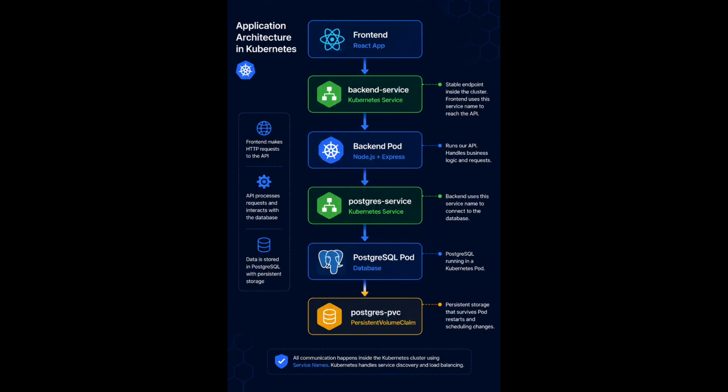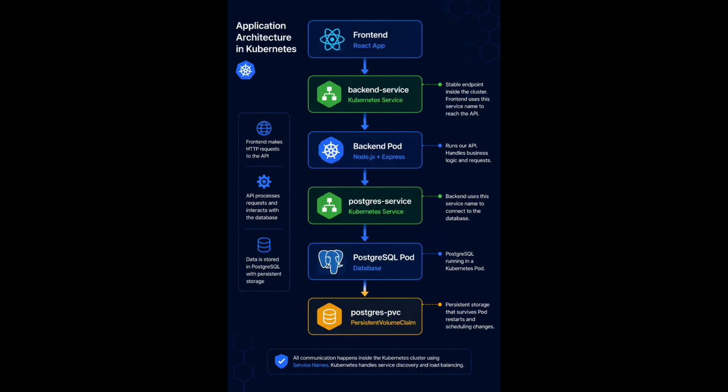Let's take a step back and look at the architecture we've built so far. The front end will send requests to the backend service. The backend service routes traffic to our backend pods. The backend pods communicate with PostgreSQL through the Postgres service. PostgreSQL stores the data inside a persistent volume claim.